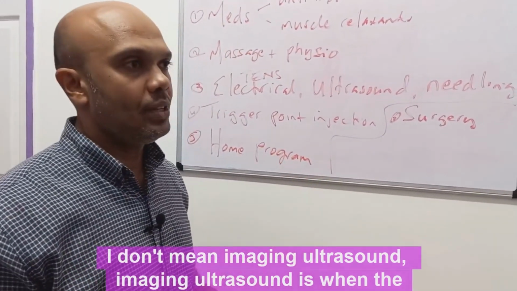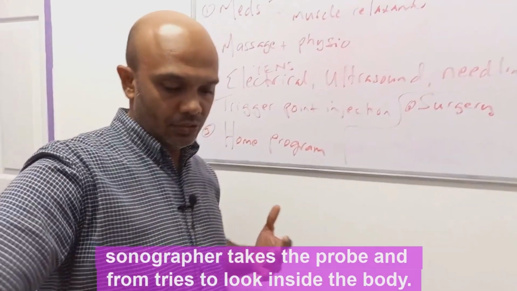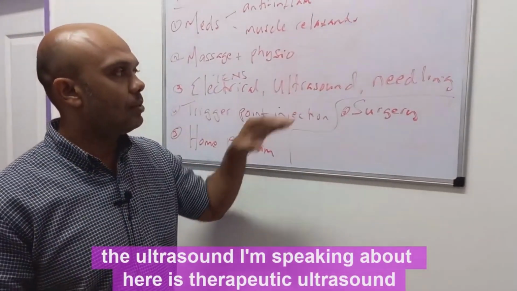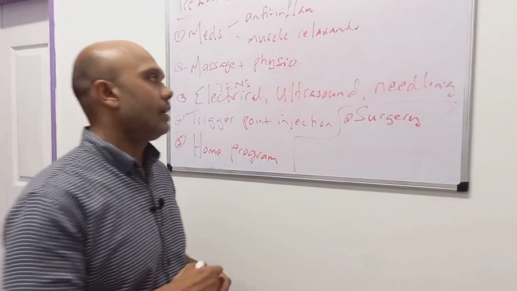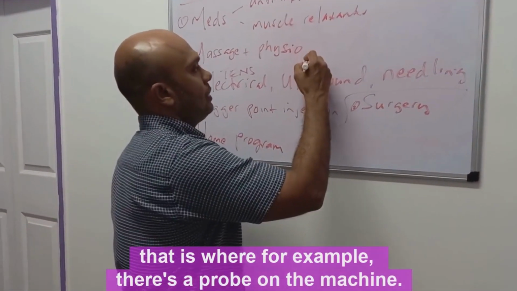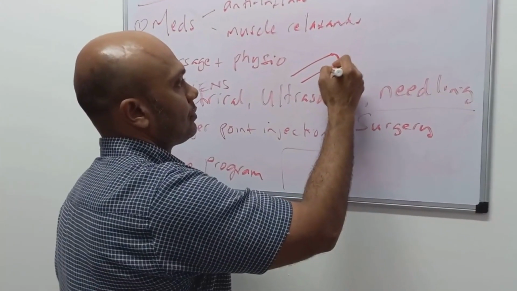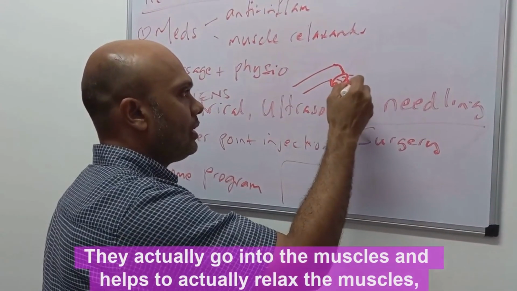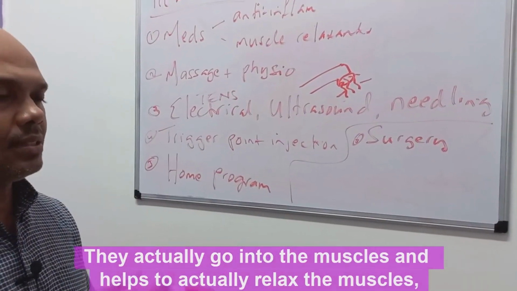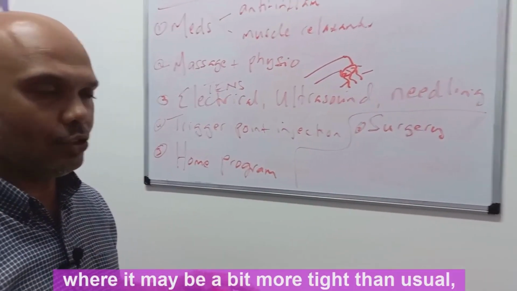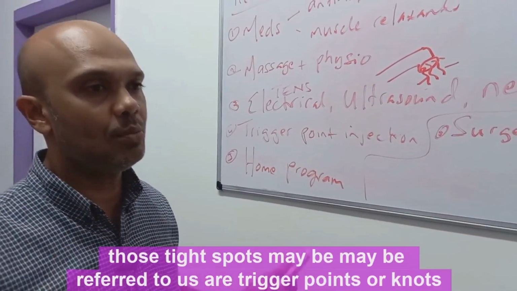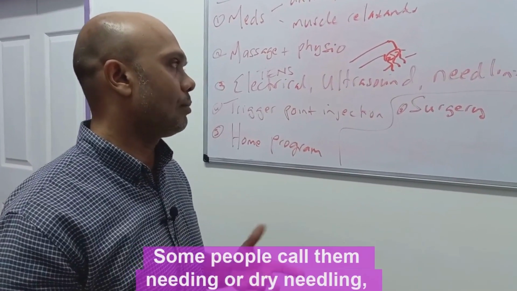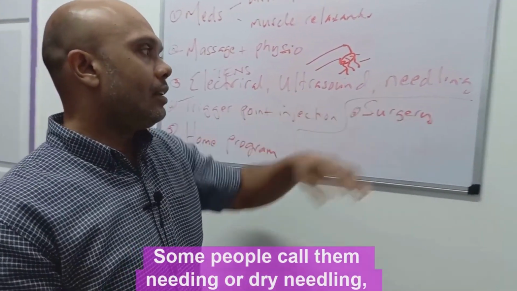The imaging ultrasound is when the sonographer takes the probe and tries to look inside the body. That's imaging ultrasound. The ultrasound I'm speaking about here is therapeutic ultrasound. That is where, for example, there's a probe on the machine, and this uses high frequency sound waves to actually go into the muscles and helps to actually relax the muscles where it may be a bit more tight than usual. Okay, or what those tight spots may be referred to as trigger points or knots, as some people call them. Needling or dry needling.